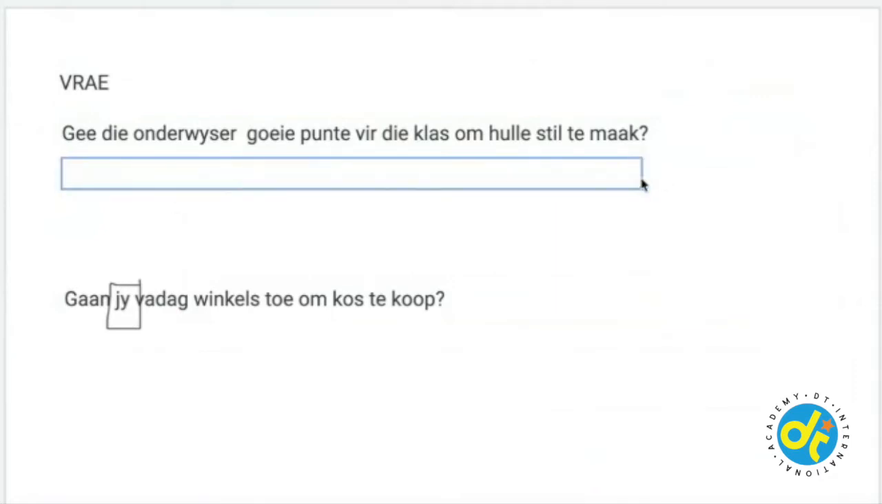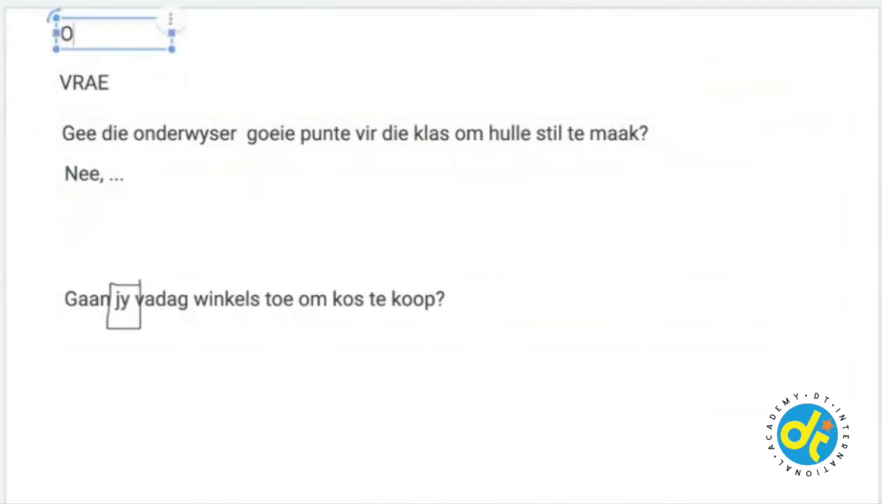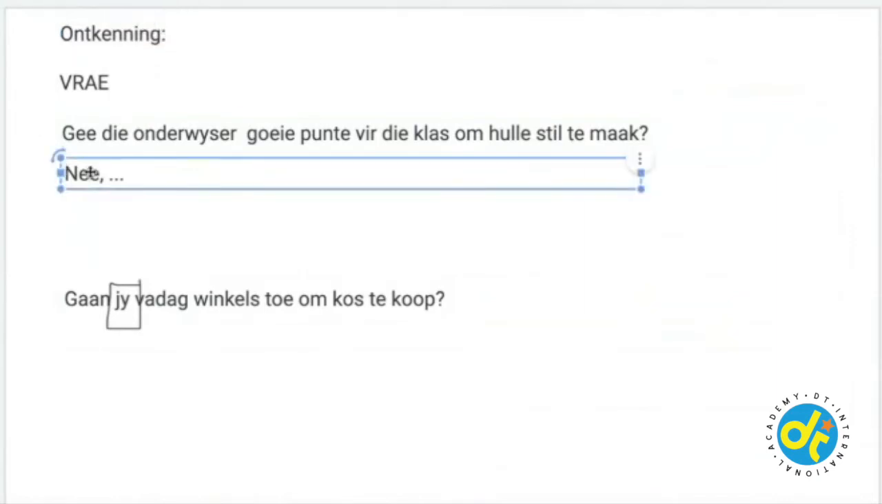Now, what would be the negative answer? And in IEB, they will start your sentence like this. So you must know that it's in the ontkenning. So now it becomes ontkenning, denial, ontkenning. Okay, what would you say? Gee die onderwyser goeie punte vir die klas om hulle stil te maak? Nee, gee die onderwyser nie goeie punte vir die klas om hulle stil te maak nie.